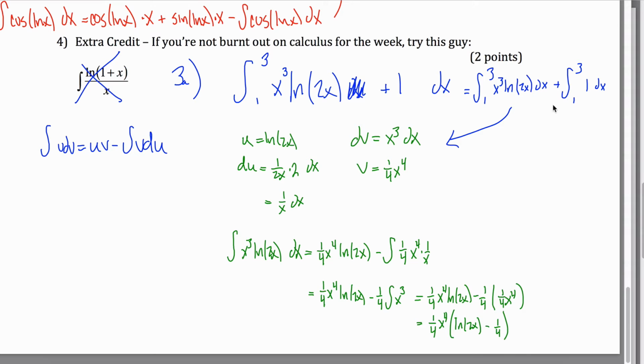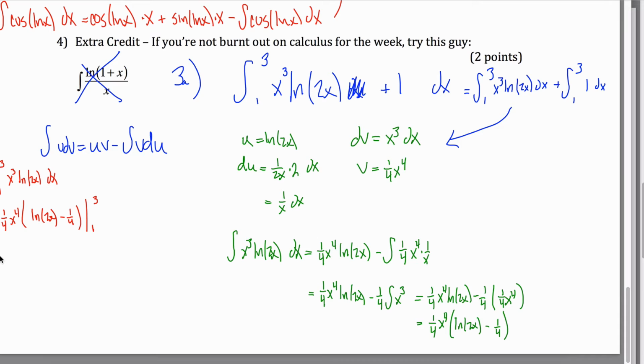And so now that I have this piece and this piece up here, I can figure out my definite integral. So maybe I'll do this half over here. The integral from 1 to 3 of this part, x cubed natural log of 2x dx, will be equal to this thing: 1/4 x to the 4th times the natural log of 2x minus 1/4, evaluated from 1 to 3.